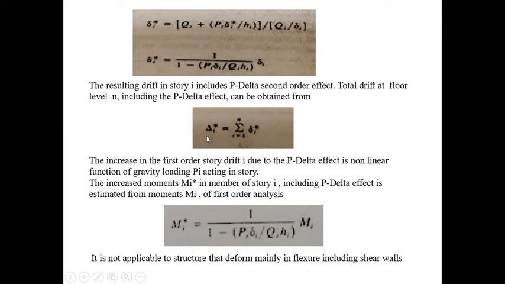which is having the P delta effect, will be equal to capital delta i star, which will be equal to the summation of all the floors from i equals 1 to i equals n of delta i star. Okay, this delta i star, the summation over all the floors, gives you the P delta effect in this structure. So the increase in the first order drift i due to the P delta effect is a non-linear function of gravity loading. So first order effect is wherein the P delta effect is not considered. So it is a non-linear function of the gravity loading Pi.